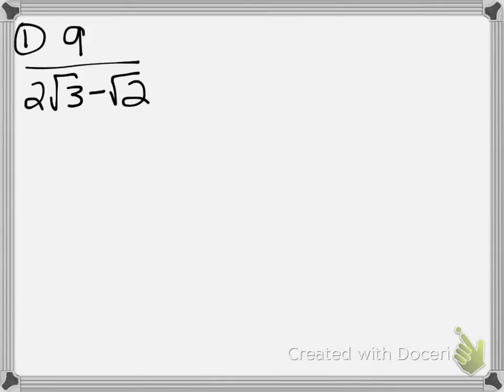So let's rationalize our first one. Our first one, we have 9 over 2 square root of 3 minus square root of 2.